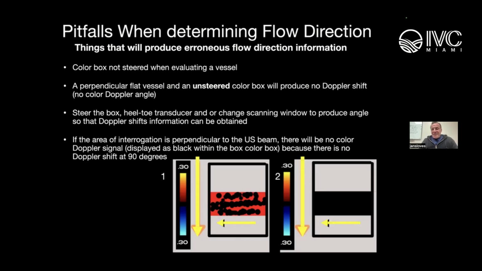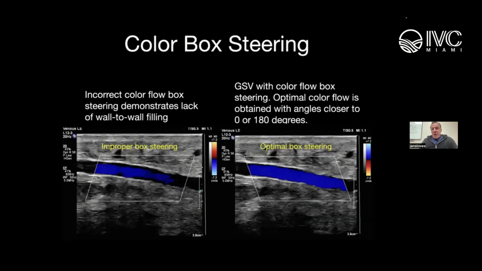So that's that point. Now this takes us back, in terms of practical life, to when we're seeing patients. I created these images, and here you can see with improper box steering, we lack color information, and the scale is low enough. It's at 7.